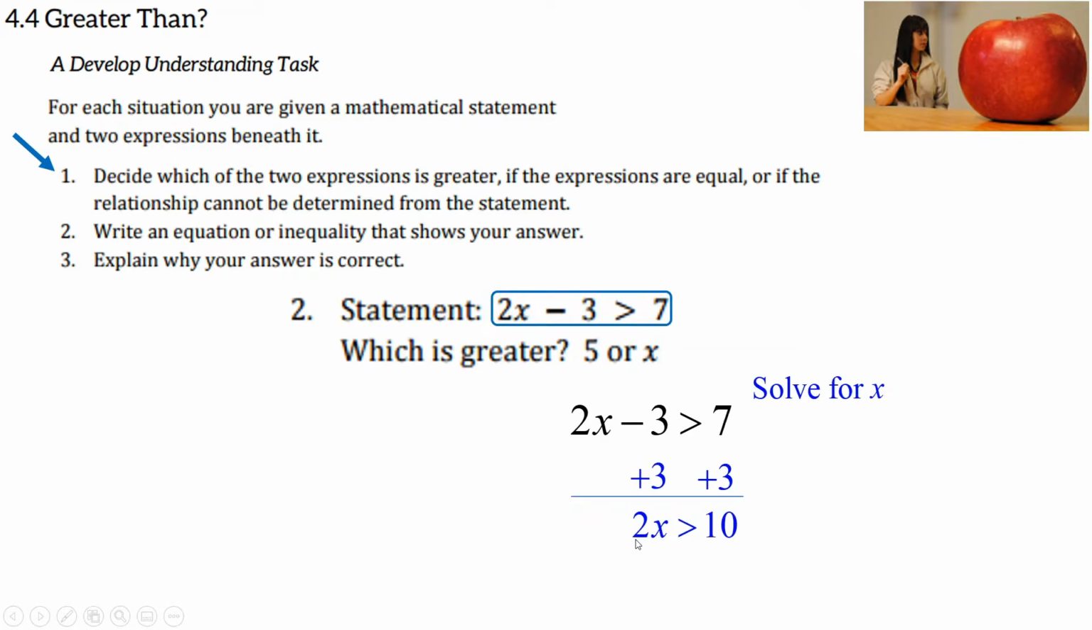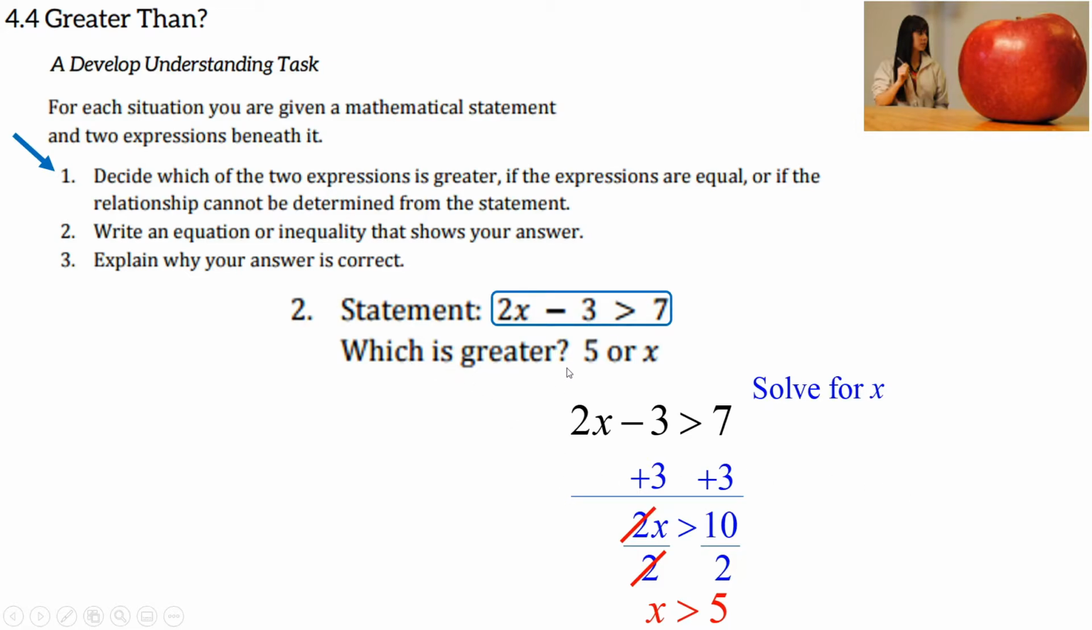And now we need to undo this multiplication by 2. The inverse of multiplying by 2 is dividing by 2. So let's divide both sides by 2. Bring down the greater than. And 2x divided by 2, the 2's would cancel, leaving x is greater than 10 divided by 2, which is 5.